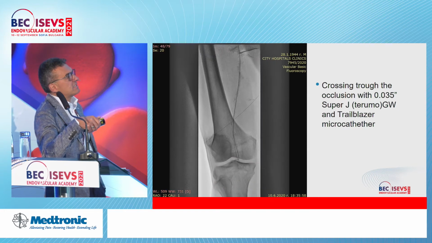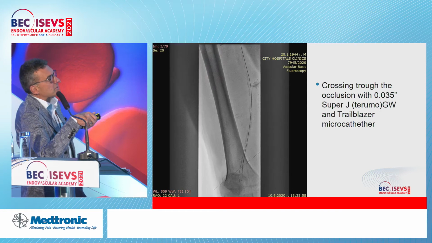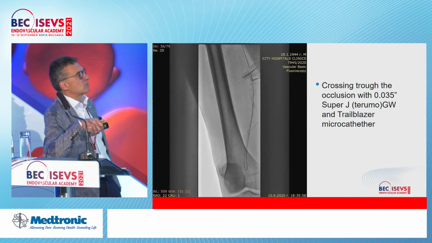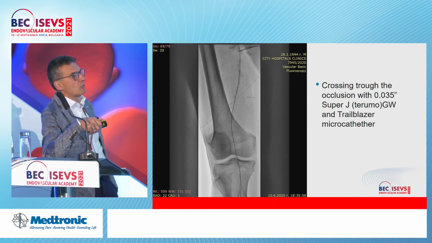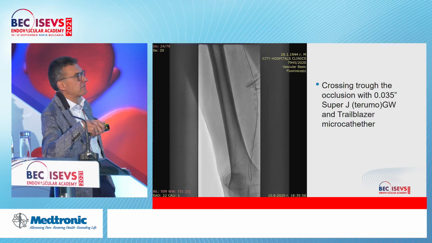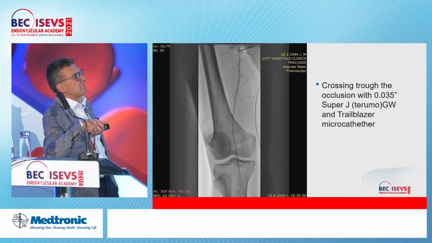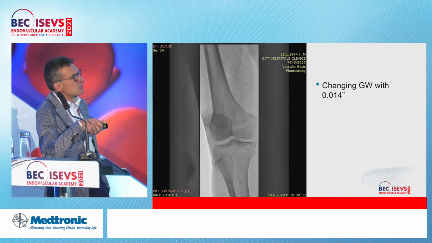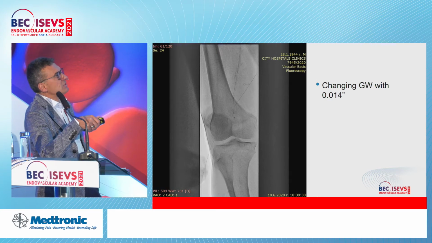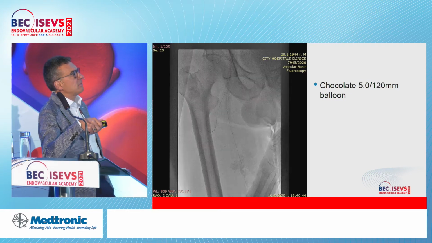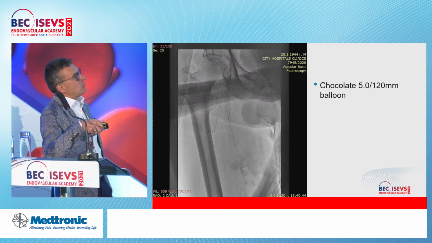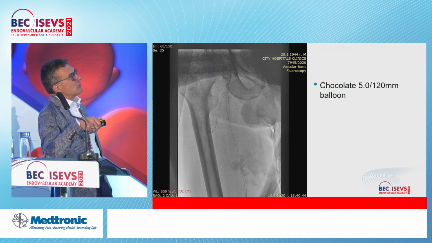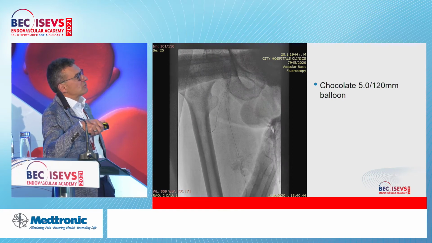The Super J wire, because there is quite a big probability to stay into the lumen or to go back into the lumen even after performing a dissection. So it's really a very, very good wire. So after the crossing of the lesion, we interchanged with a 014 wire, that is the chocolate balloon compatible. And we performed several long inflations of the chocolate balloon.